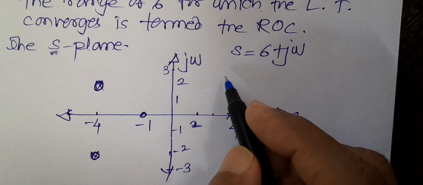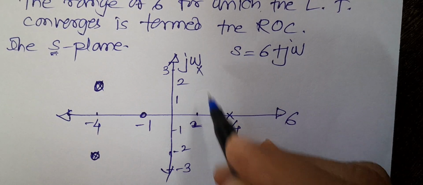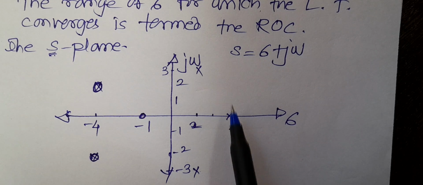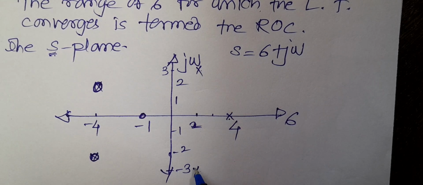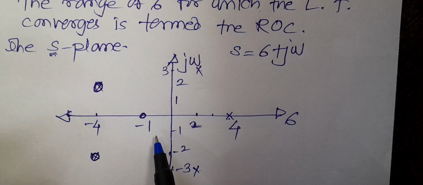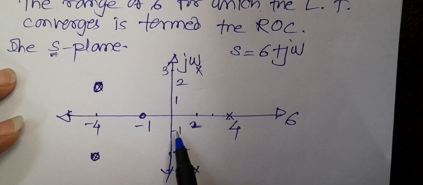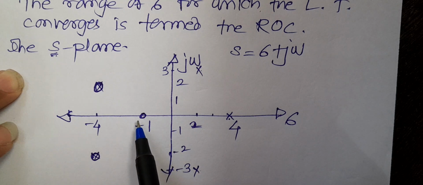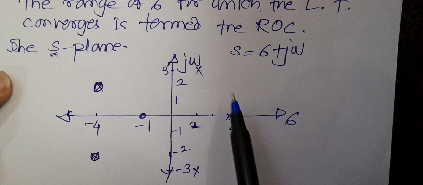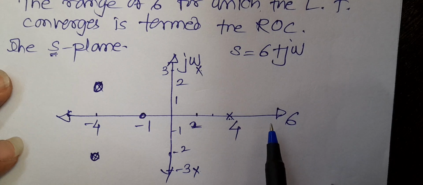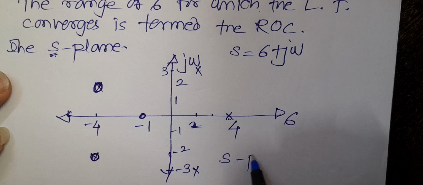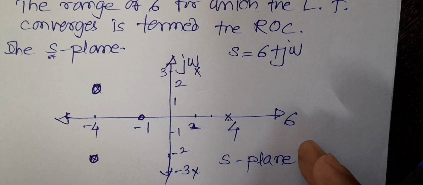So another pole is here. The poles are represented by a cross and the zeros are represented by a small circle. So this is a representation of the poles and zeros on the S plane. How many zeros are there? 1, 2, 3. Three zeros are there, and 1, 2, 3, three poles are there. So this is the S plane.